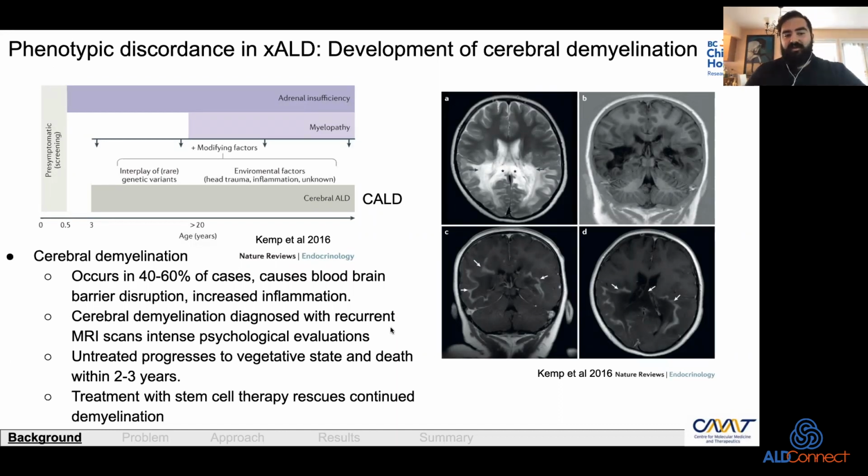Now, the diagnosis for cerebral demyelination is done by recurrent MRI and intense psychological evaluations, and it's very important to catch early because if left untreated, it can progress to a vegetative state and death within 2 to 3 years. There is a treatment option, which is to use stem cell therapy, which does rescue the continued demyelination phenotype.